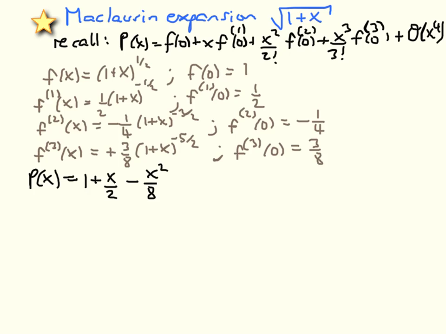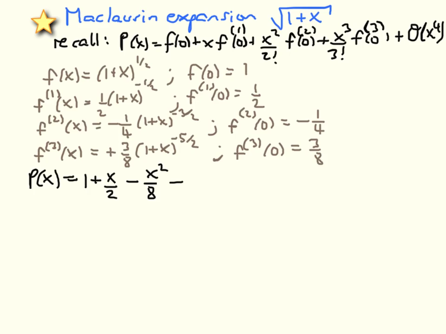And then the next term is x cubed over 3 factorial times the third derivative. The third derivative is positive, and it has a 3 on the top, which will cancel with the factor of 3 in 3 factorial. There's a 2 left on the bottom, and the 2 times the 8 is going to give us overall a factor of 16 on the bottom.